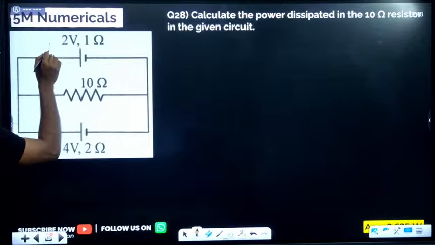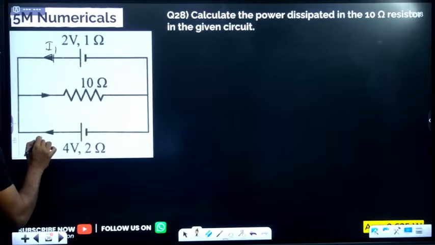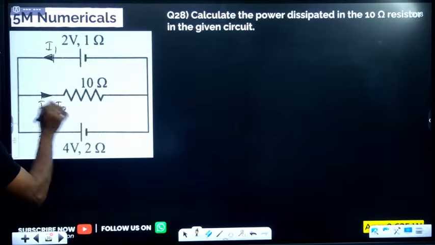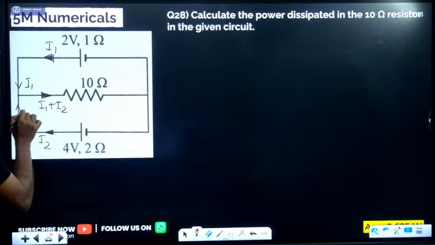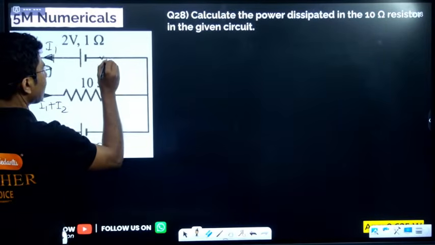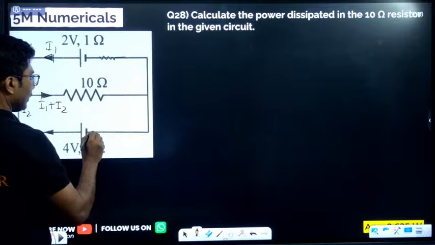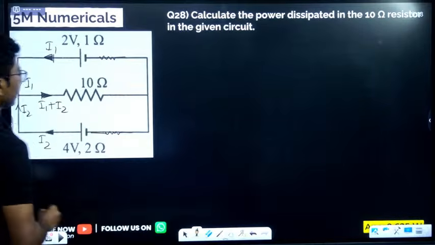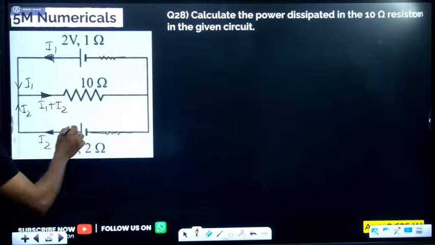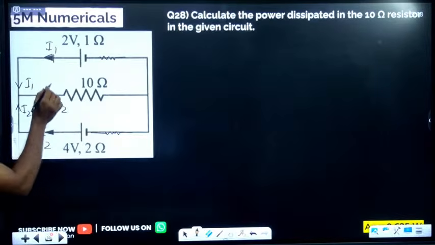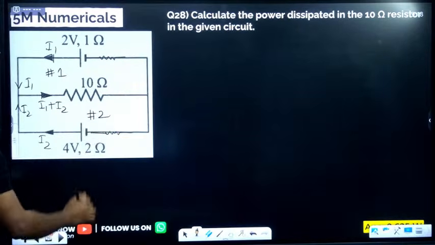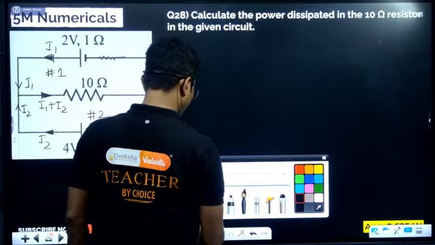Suppose this current is I1, this current is I2, then this current will be I1 plus I2. I1 is coming from this side, I2 is coming from this side, so total current will be I1 plus I2. Internal resistance can be shown over here, same with this one. So we will first take this loop, and secondly we will take this loop. Two different loops you have to take. This is loop number 1, this is loop number 2. So first, loop number 1.